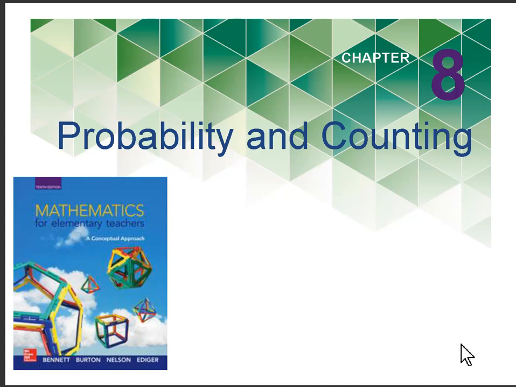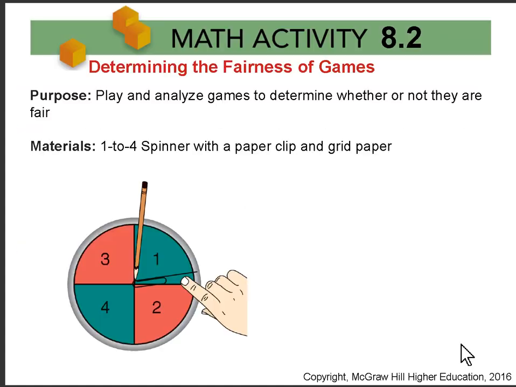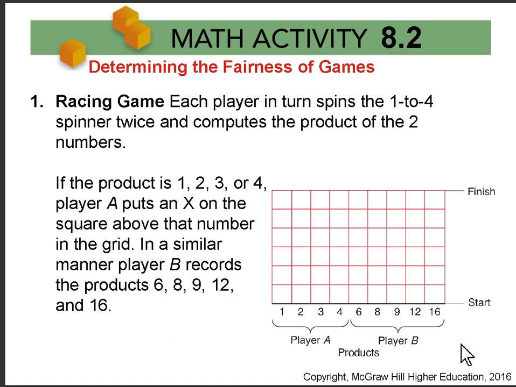This video is for Chapter 8, Section 8.2 for the math activity Determining the Fairness of Games. We'll play and analyze games to decide whether they're fair or not. We'll need a 1 to 4 spinner for this game. Our first game is the racing game.